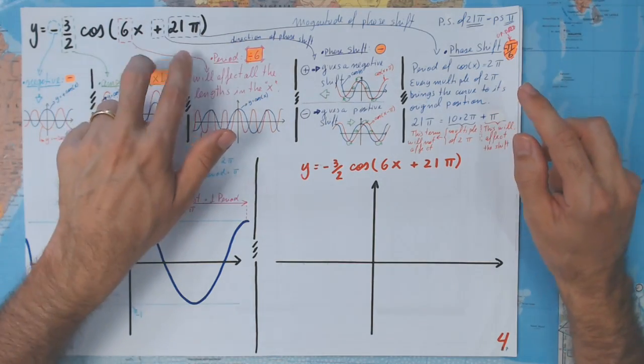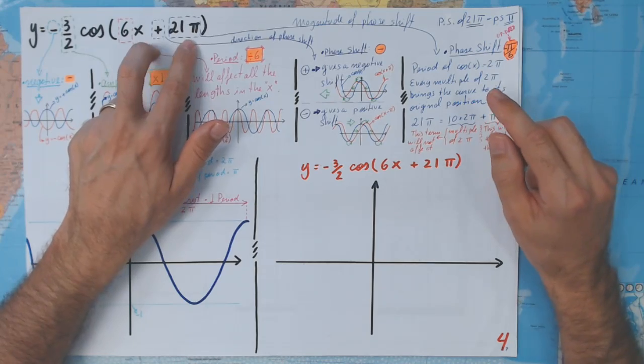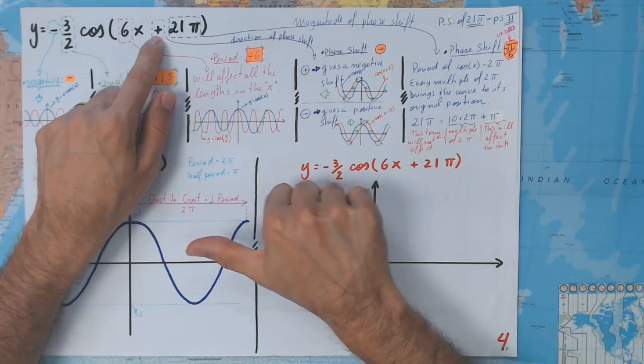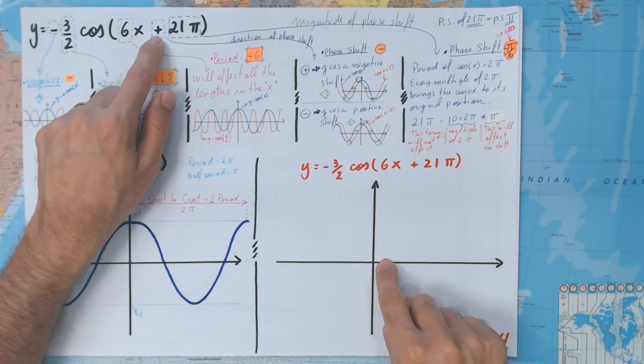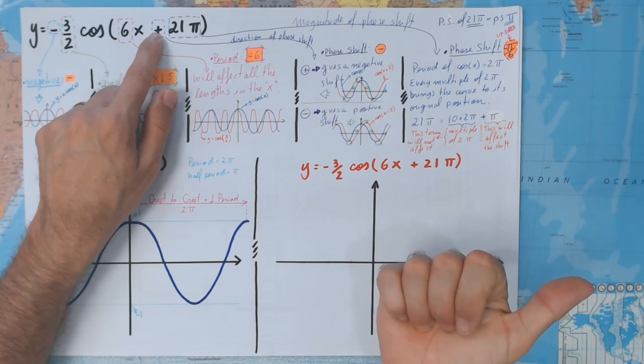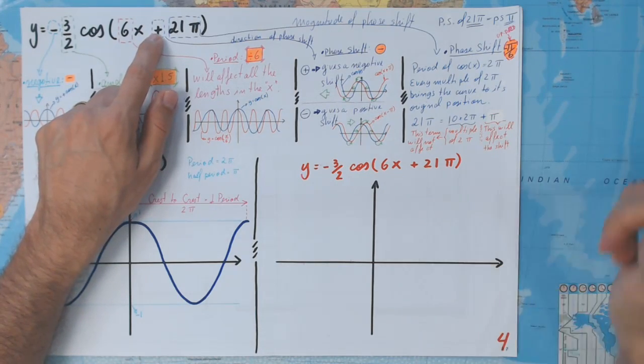Now let's discuss the phase shift. This is just the direction. A plus in here means a shift to the left, and a negative sign means a shift to the right. A positive one is the reverse.